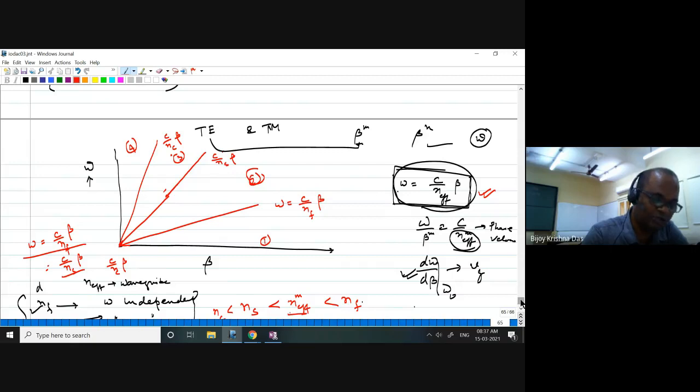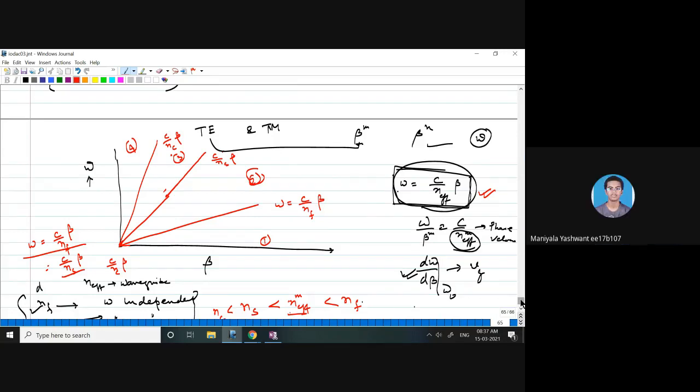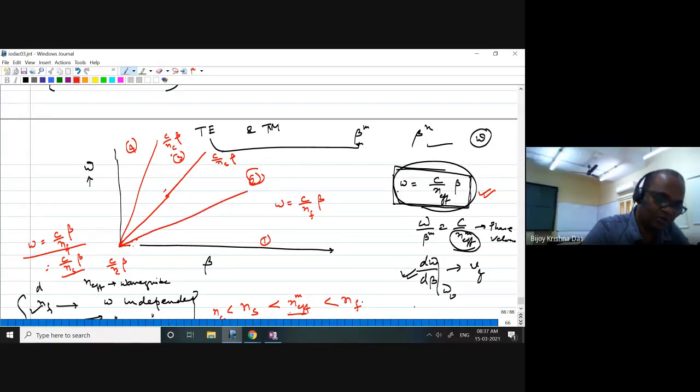As you keep on increasing your frequency, it moves towards the omega equal to C by NF graph. As the mode number increases, the effective index goes towards the core index. From that nature, you can say that it will be something like this. Let me try this. So it will be like this one.